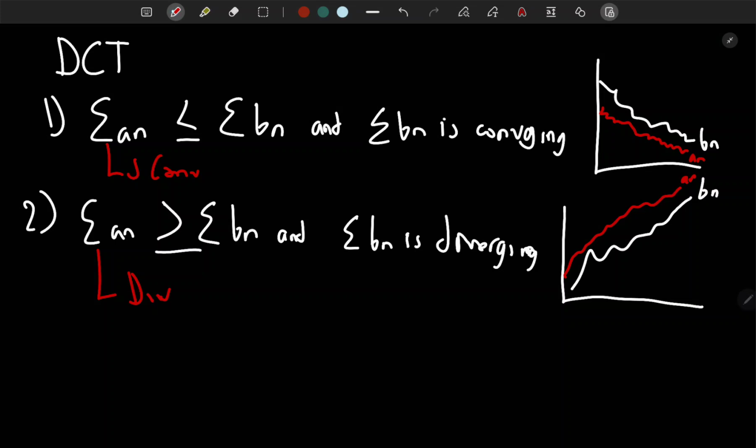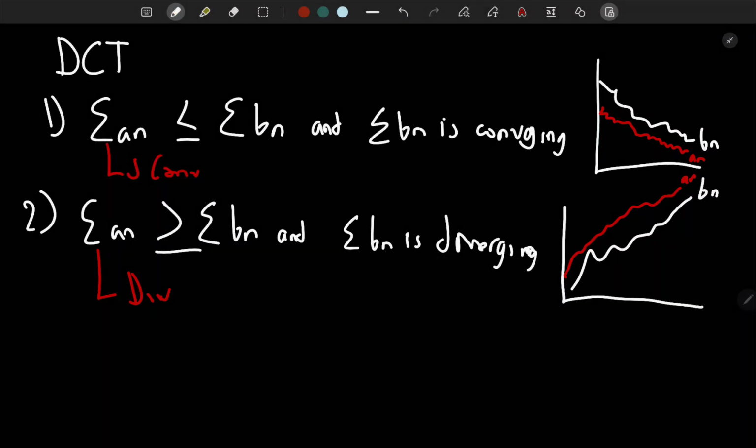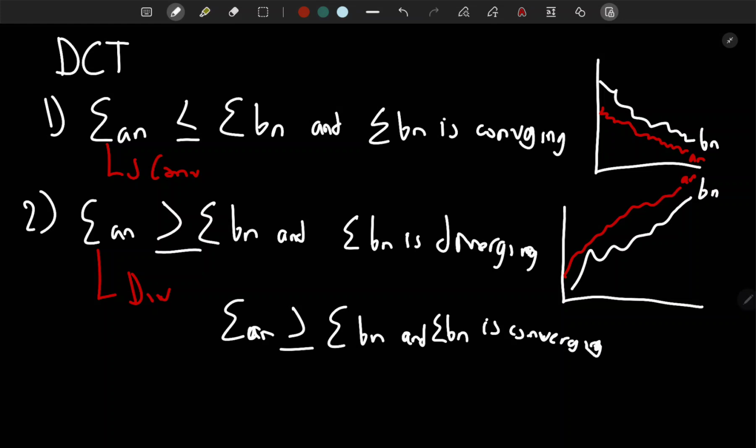So now let's go over when you cannot use DCT, the direct comparison test. So let's say we have again sigma a of n that we need to find, and we are comparing it with sigma b of n, and let's say that a of n is more than b of n here, and we know that sigma b of n is converging. So what does this mean? This is not any of these conditions, by the way. If you can see, a of n is more than b of n, but here we need that b of n is diverging.